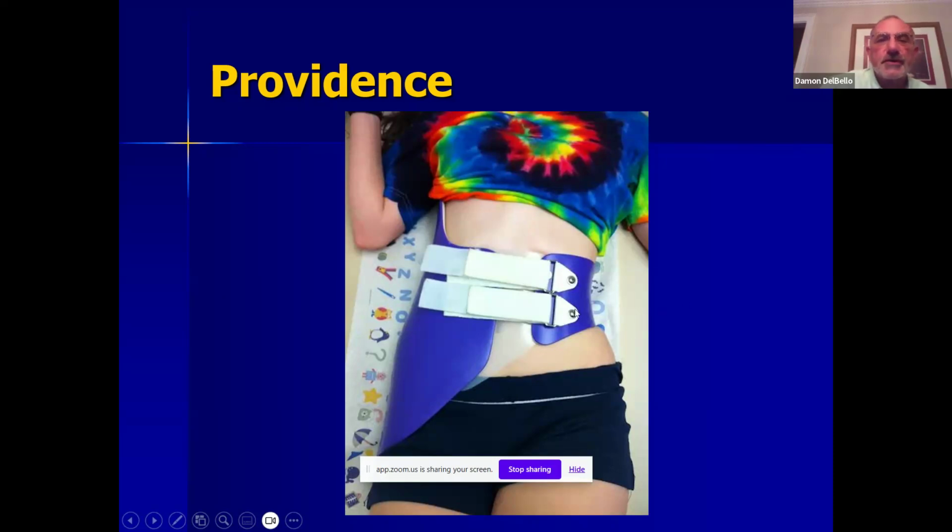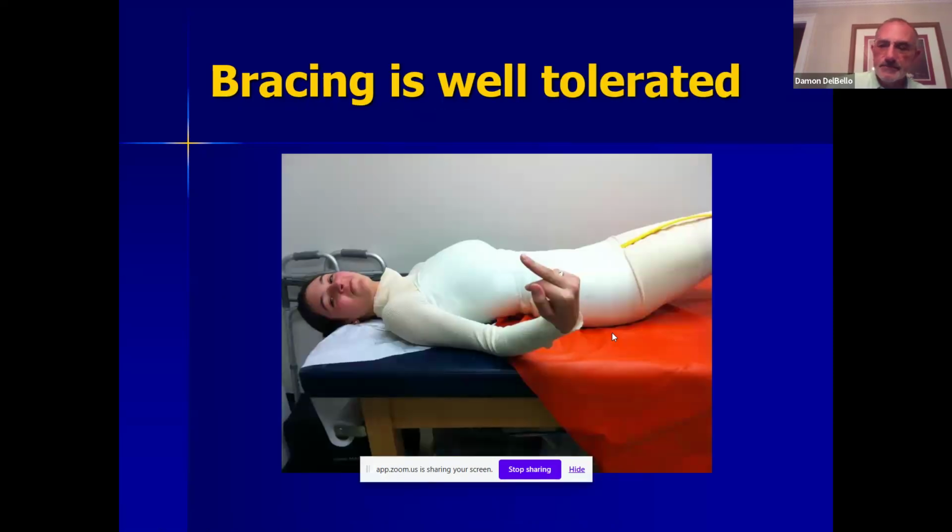So I will use this brace if I have a nice lumbar curve. It's very effective for that. And the kids love just being in the brace nighttime only. They don't have to wear it during the day. This is one of my satisfied patients here.